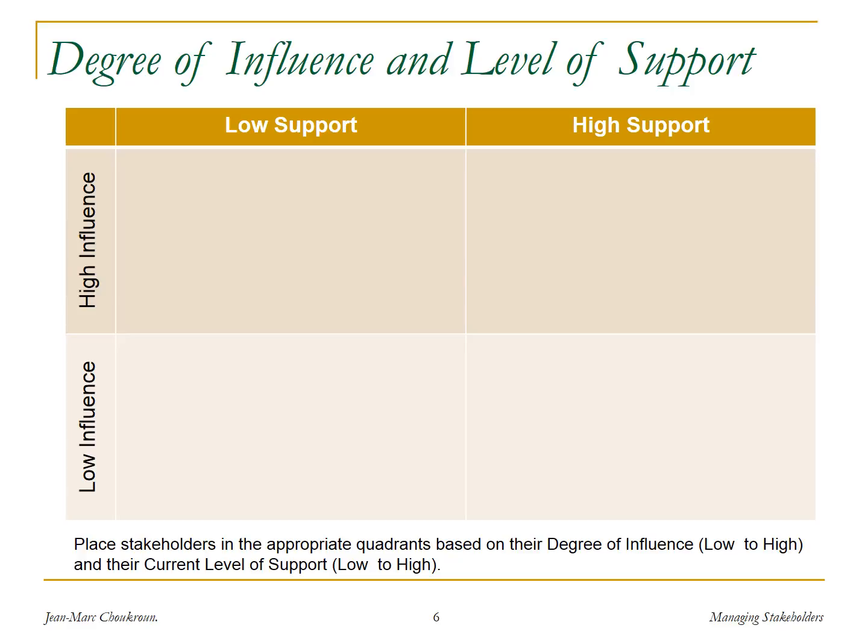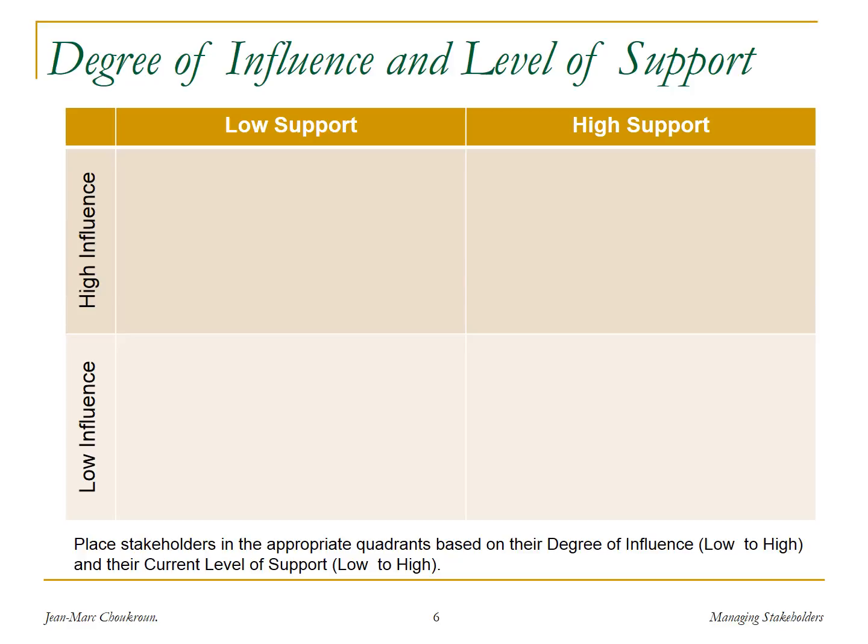Having then defined those two dimensions, you can draw up a table like the one on slide number 6. 2 by 2 with the influence on the vertical axis and the support on the horizontal axis, going from low support to high support, low influence to high influence. And then you can place the stakeholders in the appropriate quadrants. And again, this is part of the work that you're doing with your team, so there's a team building element to that exercise.